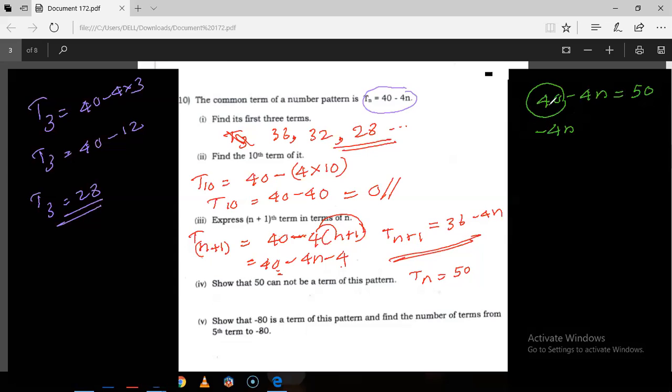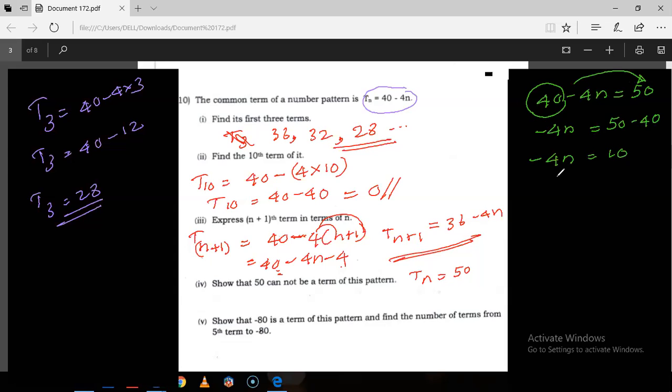Plus 40, when we move it to this side, becomes minus. When it crosses the equal sign it becomes minus. So 50 minus 40. Minus 4n equals 10. Divide both sides by minus 4. n equals minus 2.5. Is that possible? No, it can't be. n cannot be a negative number. It can't be negative, and it can't be a fraction.